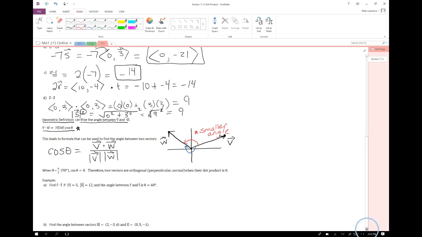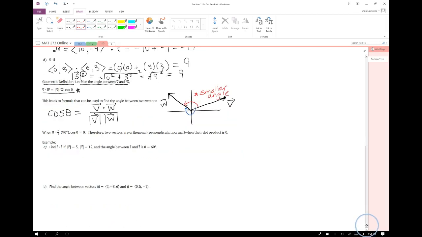And this formula leads us to a really important rule about determining whether two vectors are orthogonal. And if you've never heard the word orthogonal before, it means exactly the same thing as perpendicular. And perpendicular is when two things have a 90-degree angle between them. And another term that you'll see throughout this semester is the word normal. And all three of those, orthogonal, perpendicular, normal, they mean the same thing. They mean our two vectors come together at a 90-degree angle.